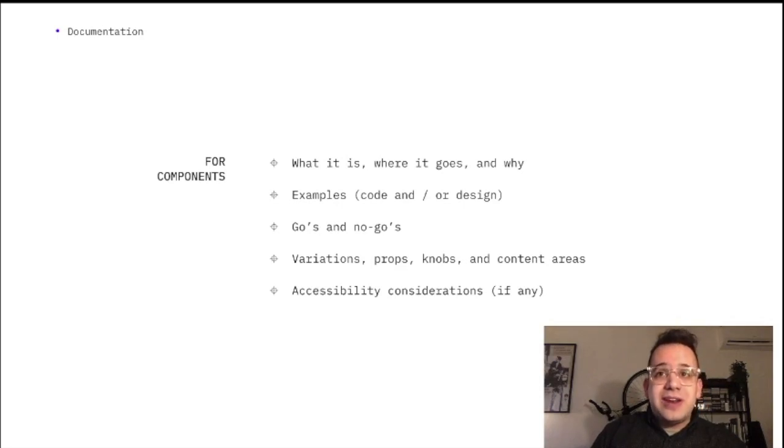It's a good way to know how to stress test your components for, okay, here are the content zones. How much text can we put in here before it breaks? It's a good way to test for accessibility, things like that. And noting accessibility considerations, for example, if you're documenting a color, documenting what colors in your system it can and can't go on top of is really helpful.